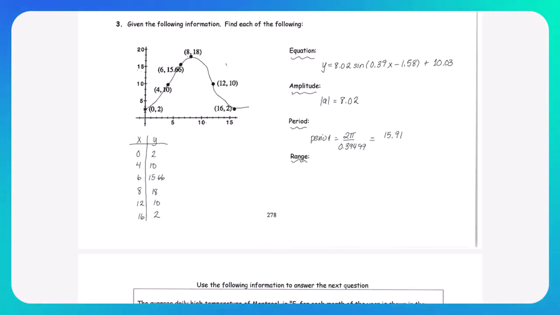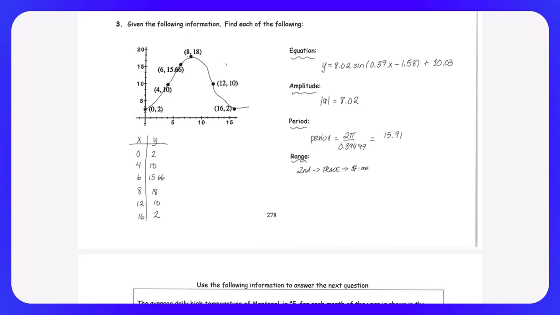Now for the range. We could go ahead and find the max and the min using a calculator if you want. You're more than welcome to do that, making sure if you do that, you would say second trace. And then for finding the max, I think it's 4 for max, and then 3 for min. So make sure that you are including that if you're going to do it that way, to let the person know how you came up with that value.